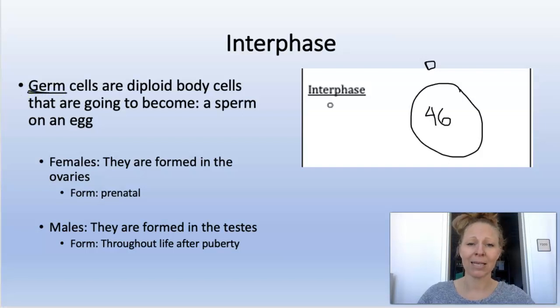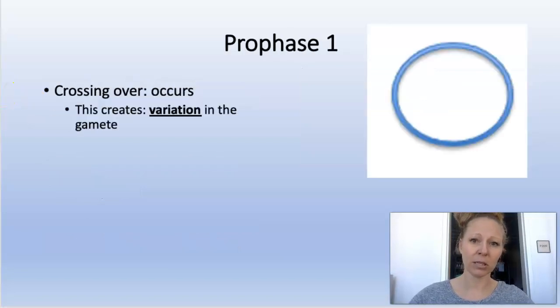that is a diploid cell that is going to go through meiosis and become either sperm or eggs. So let's look at this process. We're going to go through prophase, metaphase, anaphase, telophase, and then we're going to go through it again. We're going to go through prophase 2, metaphase 2, anaphase 2, telophase 2, and then cytokinesis.